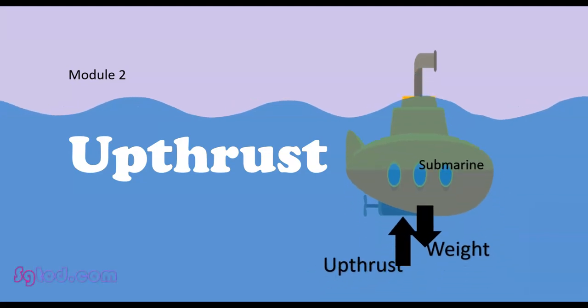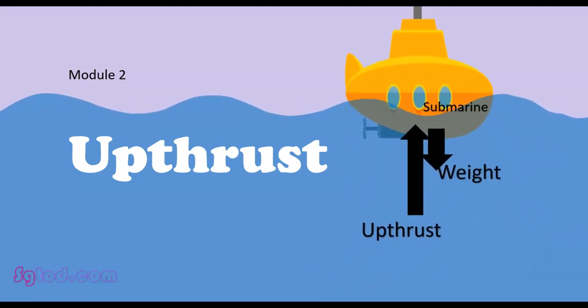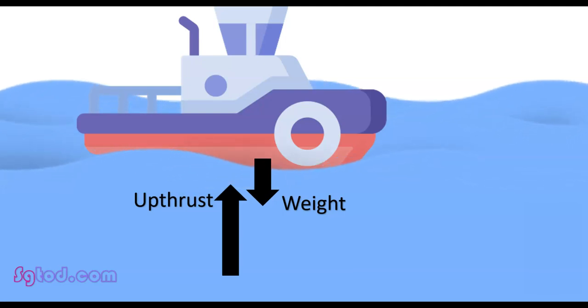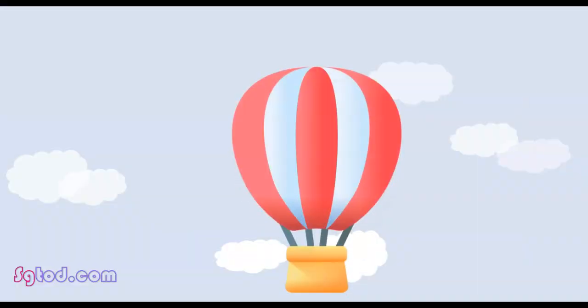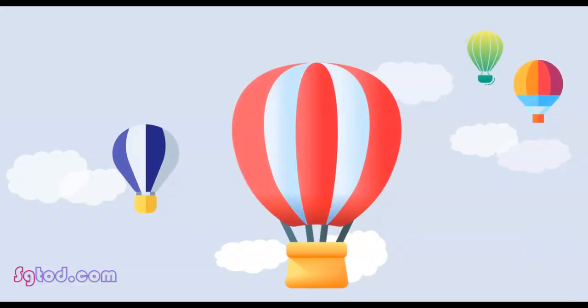Any object placed in a fluid such as water will experience an upward force called upthrust. It is the upthrust of water which makes it possible for a boat to float on water. It is also the upthrust of air that lifts a hot air balloon upwards.